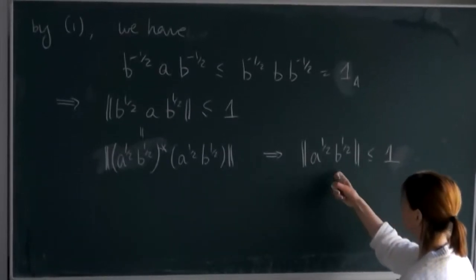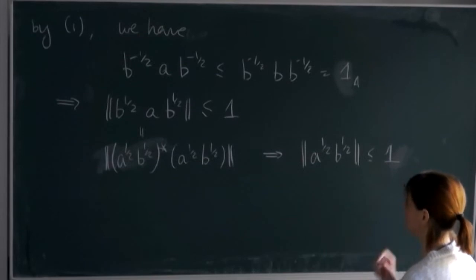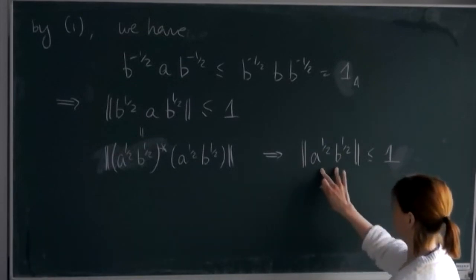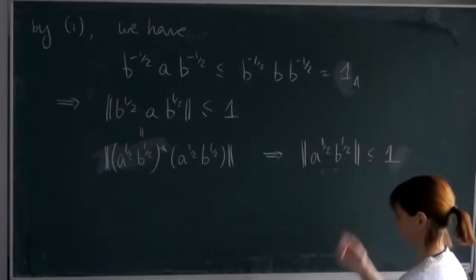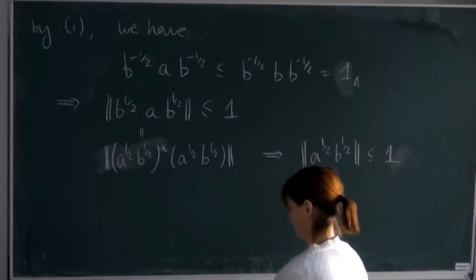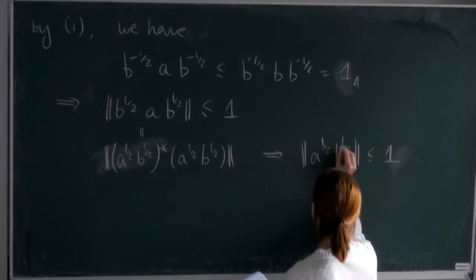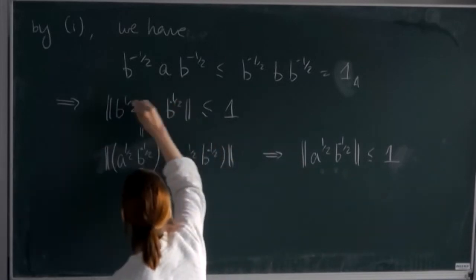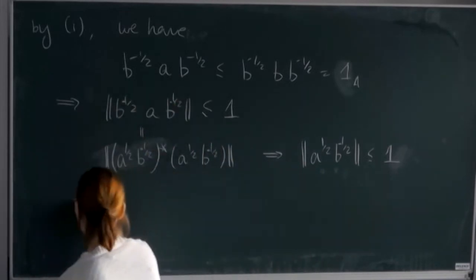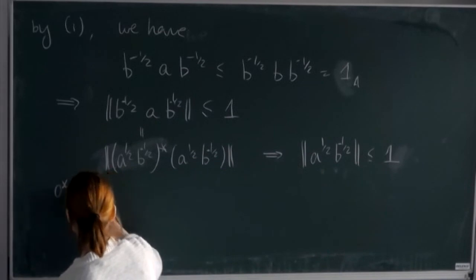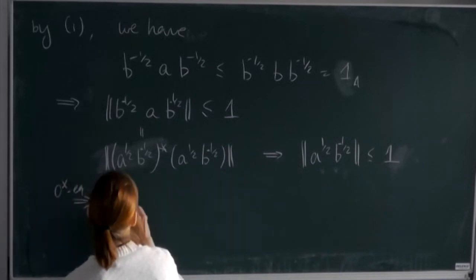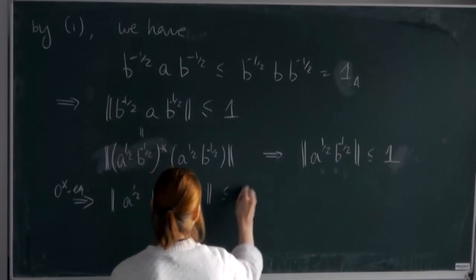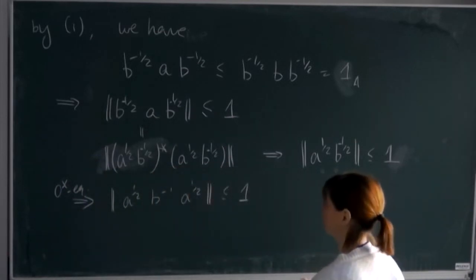And then again, we can apply the C star equality, since we can now flip these, because taking the star of something doesn't change anything. And we get that, oops, there's a minus missing. Sorry about that. This is a minus. Again, by the C star equality, we get that A half B inverse A half has norm at most 1.